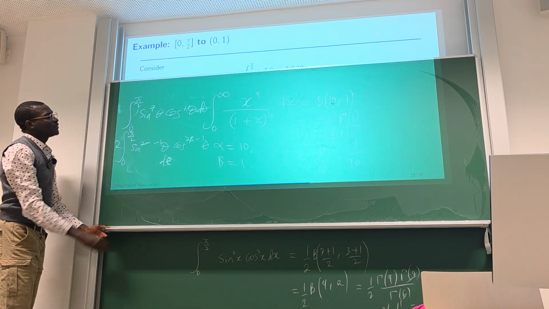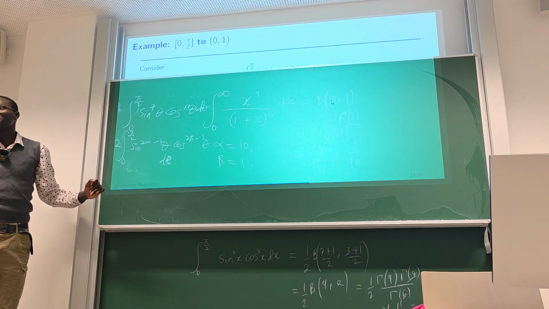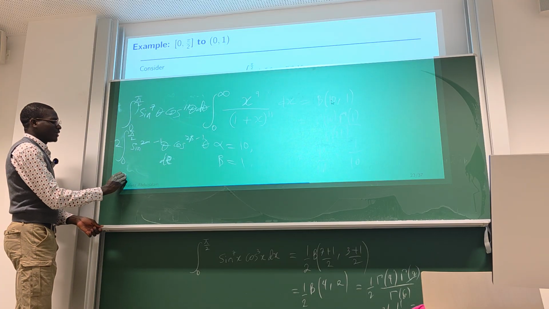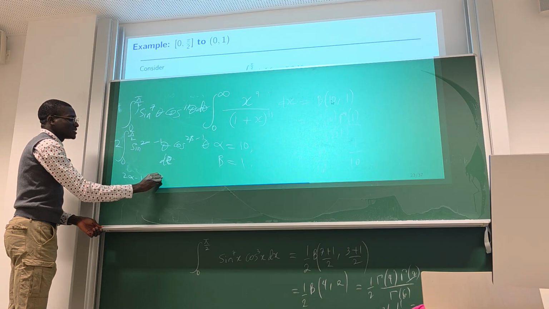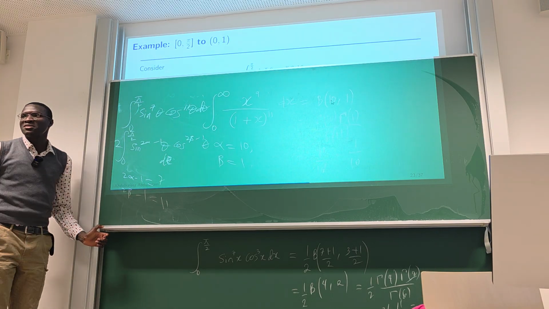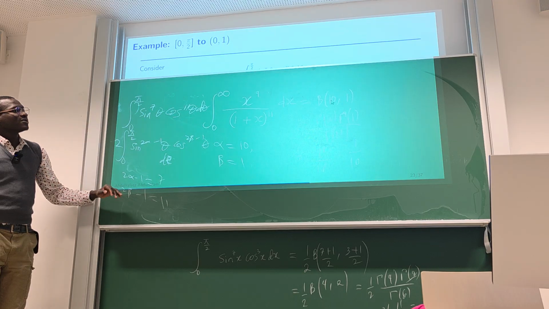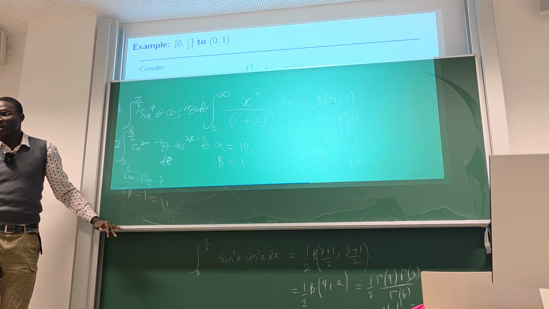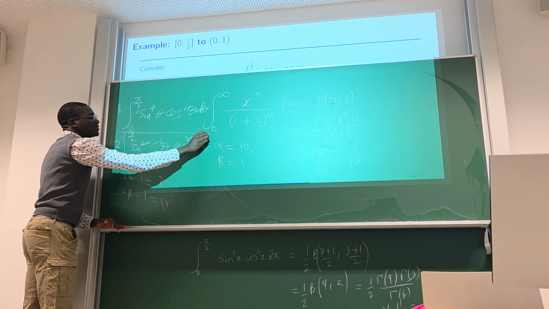So that's 7 exactly. You have 2 alpha minus 1 equals 7, and 2 beta minus 1 equals 11. So this is a little bit of work, right? Because this is the beta integral here.